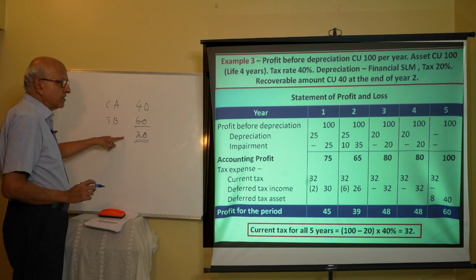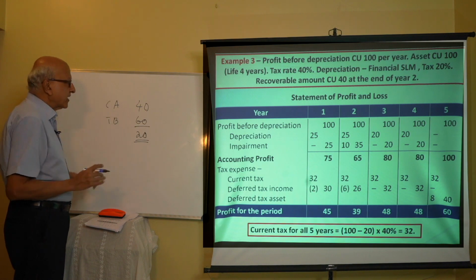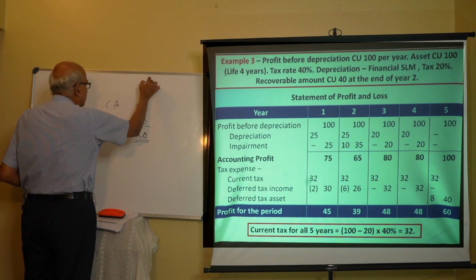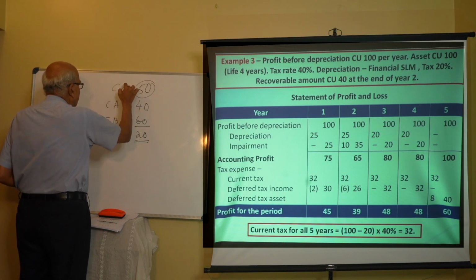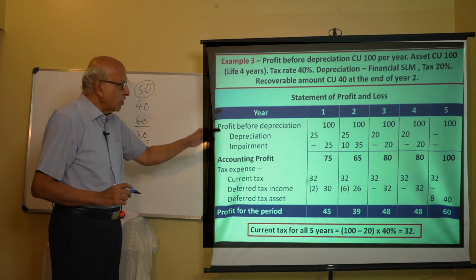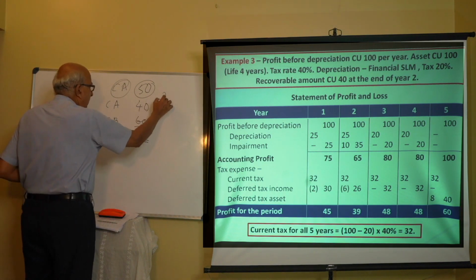Deductible temporary difference. In the usual case, carrying amount is generally 50. $100 minus 25 minus 20 is 50. But they say it is 40.